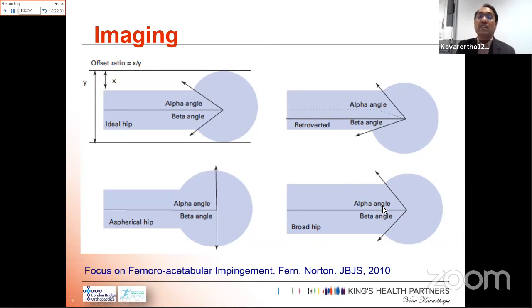So that angle should be less than 55. And you can imagine, the greater it is, the greater the possibility of a cam lesion. But the point I'm making here is that if the femoral neck is wider, that will also have a negative effect on the alpha angle, which means the hip impingement risk is also very high.